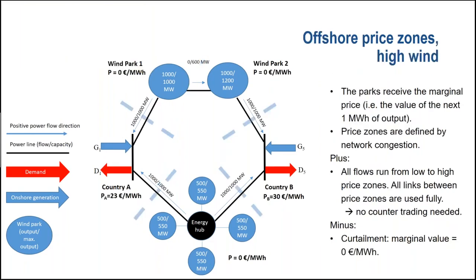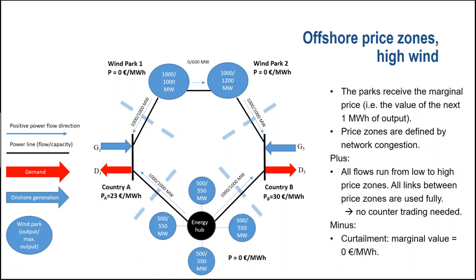The solution that we propose is to divide the offshore wind grid into different price zones that are defined by the existence of congestion. The dotted lines show the lines that are congested in a case with high wind. This is a case for high wind and overplanting.